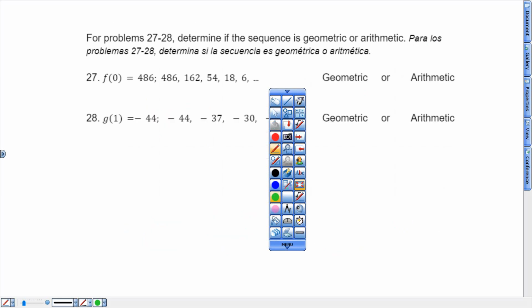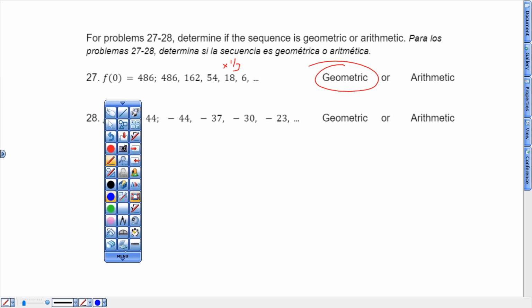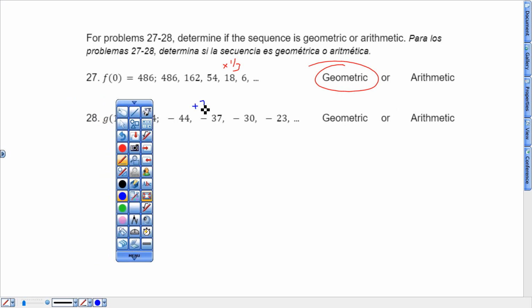This guy, looking at these numbers, I can see that this is being divided by 3, or another way of writing that, timesing 1/3. So that makes this definitely geometric. This one I could see I'm going down by a little bit. Looks like I'm going down by 7. I'm adding 7. That makes this arithmetic. This one's going to be straight line. Whoops. It's going to be going downhill like this. One is straight, one is curved.